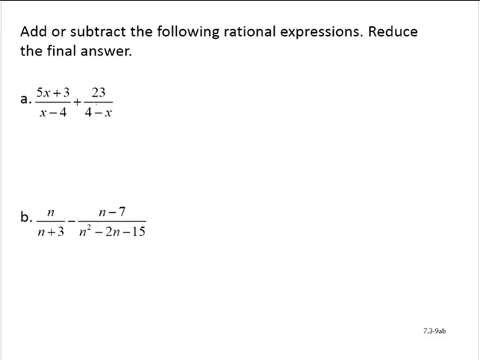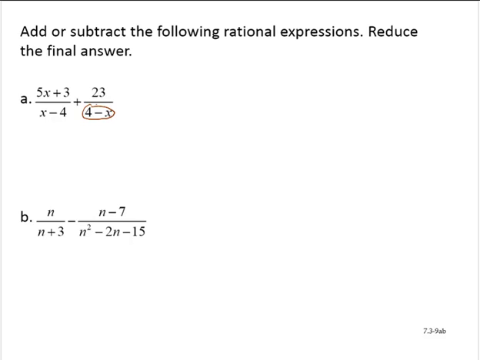Add or subtract the following rational expressions. Reduce the final answer. In exercise A, we have 5x plus 3 over x minus 4 plus 23 over 4 minus x. And so we've seen this situation before where we have this 4 minus x as compared to x minus 4. We've seen that it's the opposite.